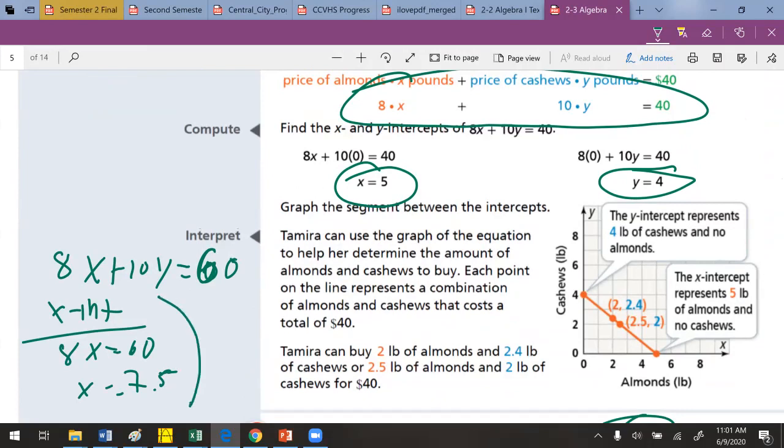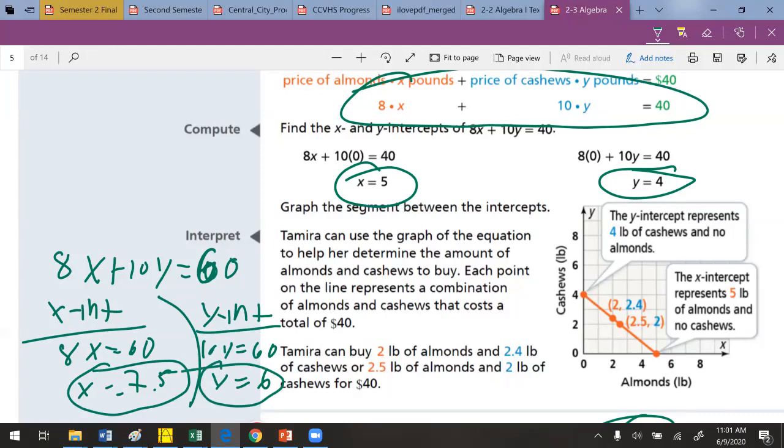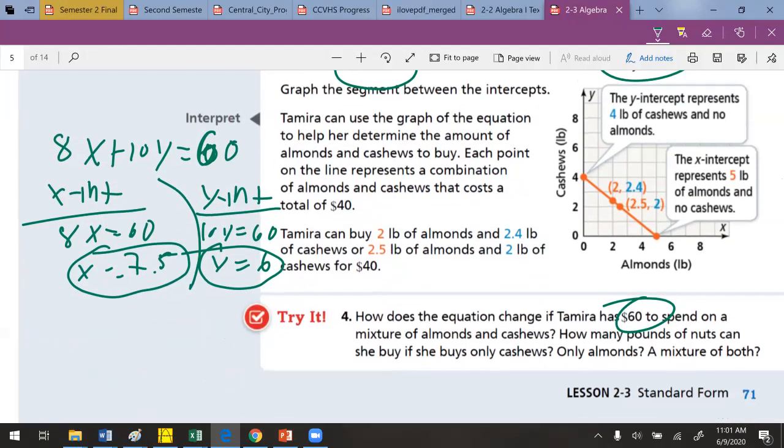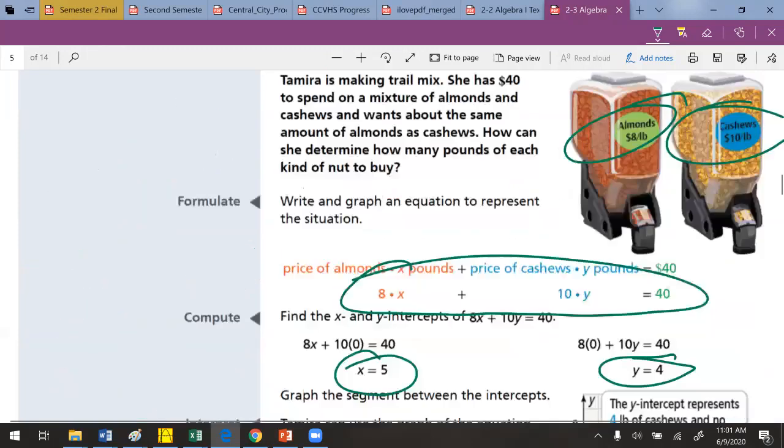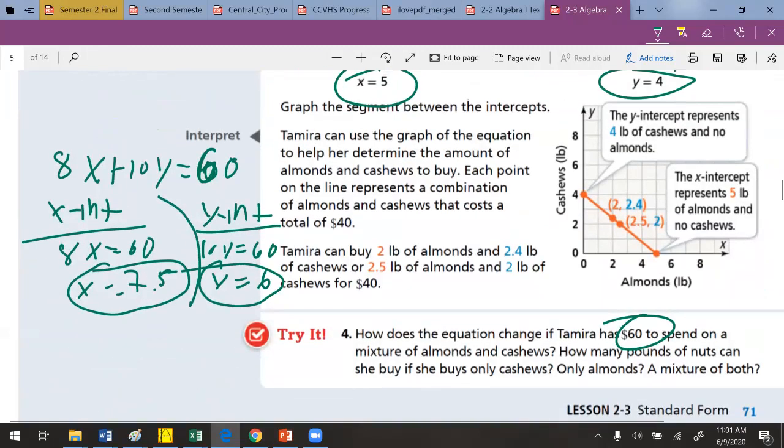Okay, now let's find the y-intercept. And again, it's when x equals 0. So that means 10y equals 60. y is equal to 6. So she can buy 7.5 pounds of almonds without any cashews, and 6 pounds of cashews without any almonds. There we go. It's that simple. It's not hard.